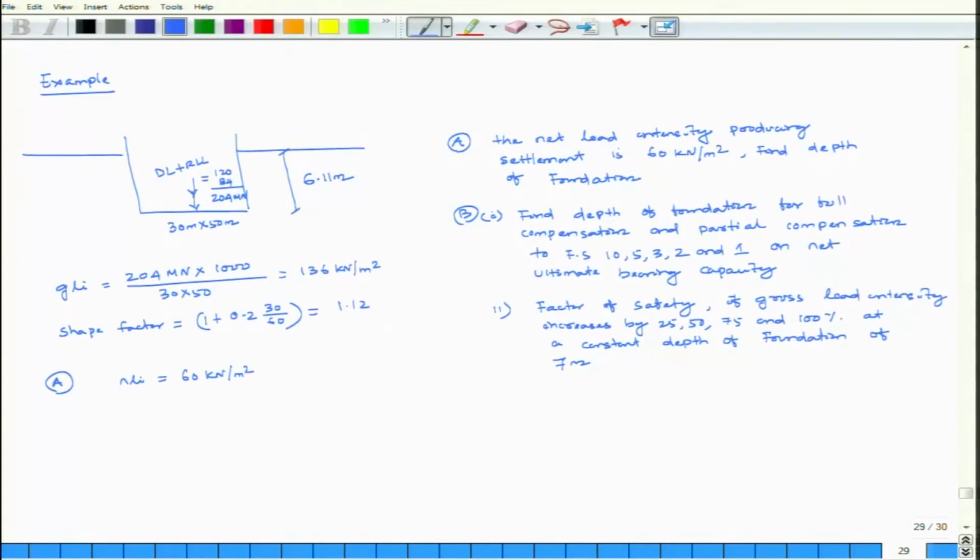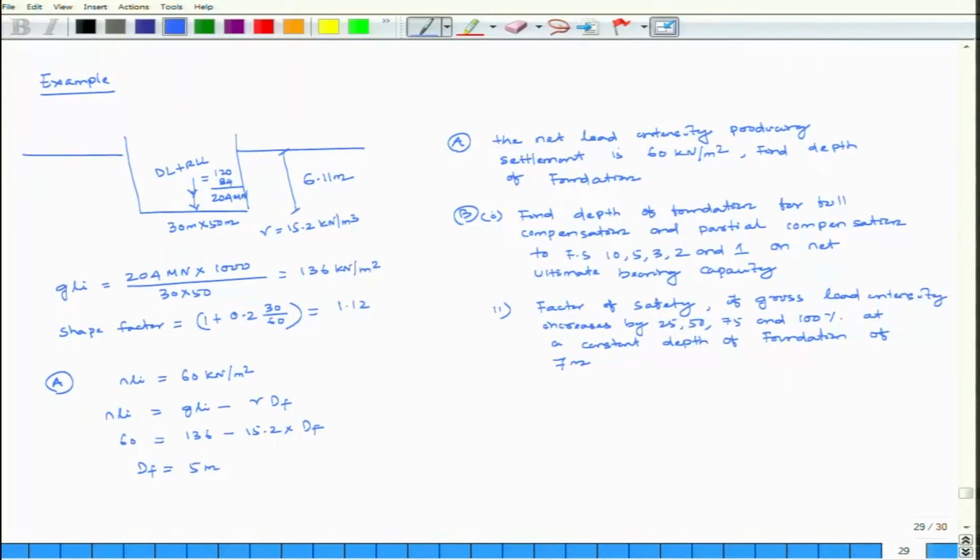Net load intensity is equal to gross load intensity minus gamma df. The gamma is given here as 15.2 kilonewton per meter cube, and considering this is equal to 60, gross load intensity is equal to 136 minus 15.2 into df. So, your depth of foundation is equal to 5 meter.